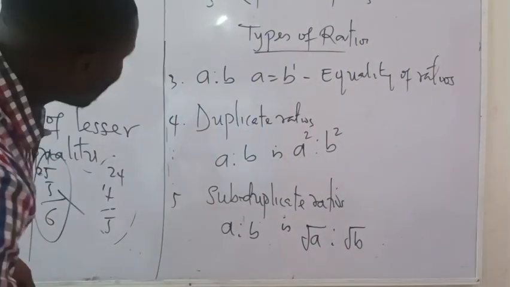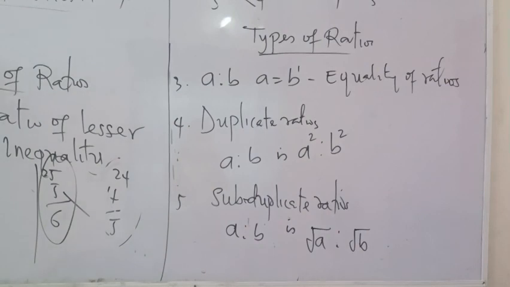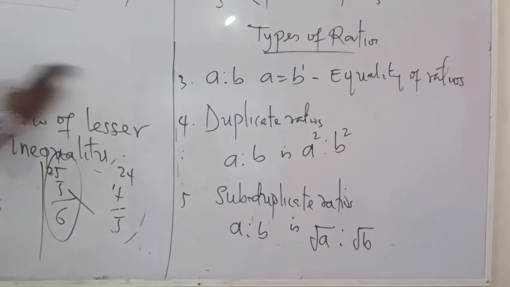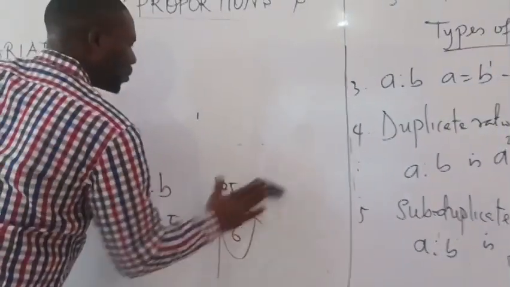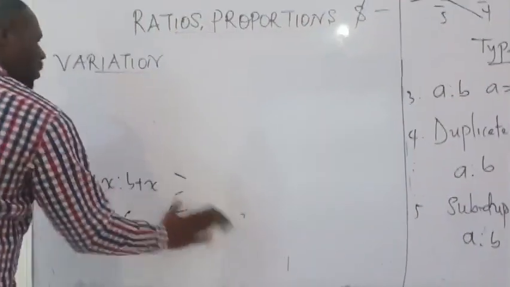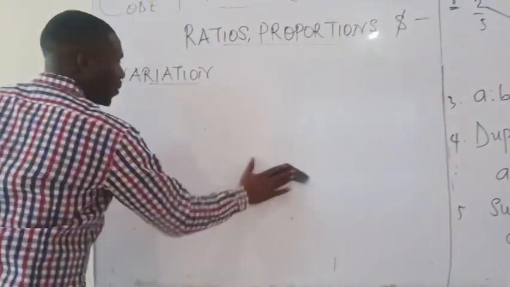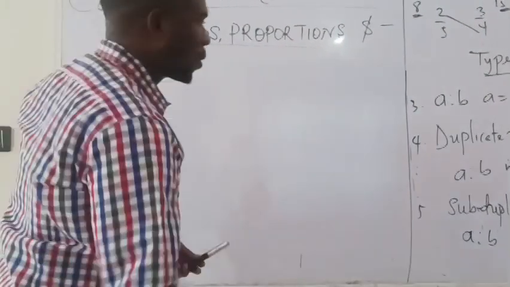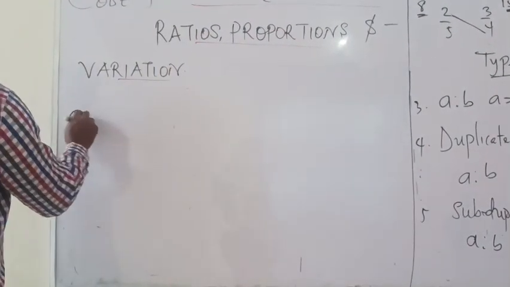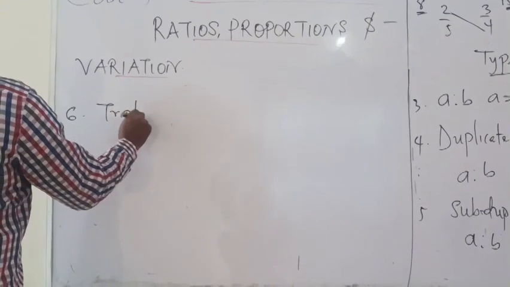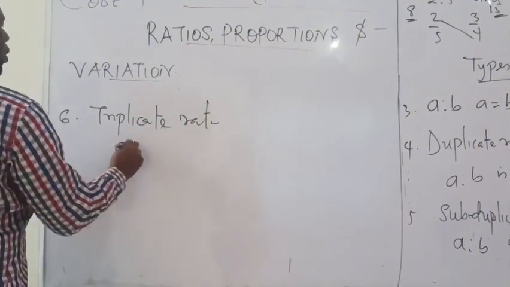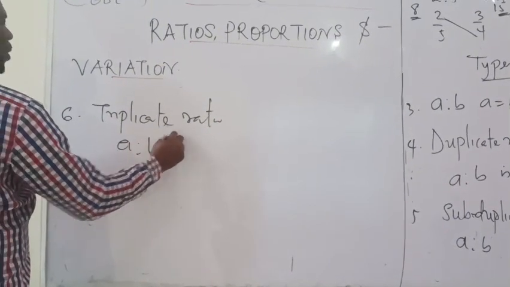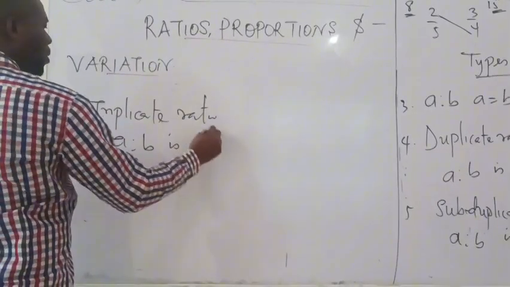Alright, and we could have triplicate ratios. Continuing on the types of ratio, we could have triplicate, subtriplicate, inverse ratios, and compound ratios. So, given ratio A to B, the triplicate will be given by just taking the cube of this.